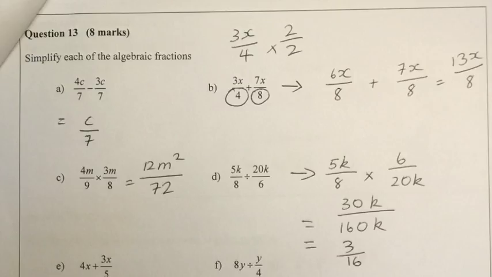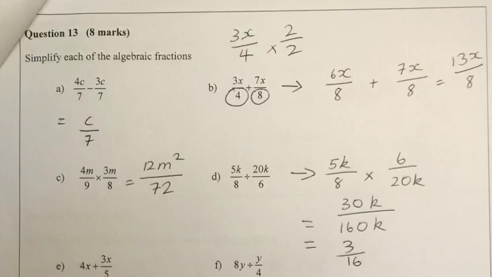Okay, so 2 over 2 times 3x over 4 equals 6x over 8. So we've got 6x over 8 plus 7x over 8. So 7x plus 6x equals 13x over 8. C, 4m over 9 times 3m over 8. Okay, so this is just a matter of multiplying it out again, nice and simple. So that's 12m squared, and then over 72, because 9 times 8 equals 72.